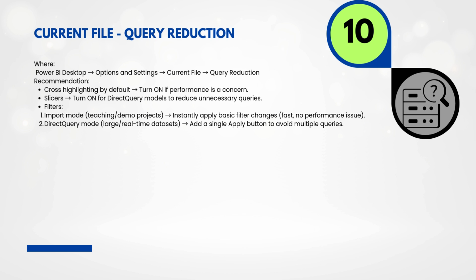So here is the big picture. Turn off cross-highlighting by default if performance is tight. Manage slicers differently: instant for small datasets, Apply button for large DirectQuery datasets. And adjust filters the same way: instant for Import mode, Apply button for DirectQuery. These small tweaks make your report smoother, faster, and more professional.